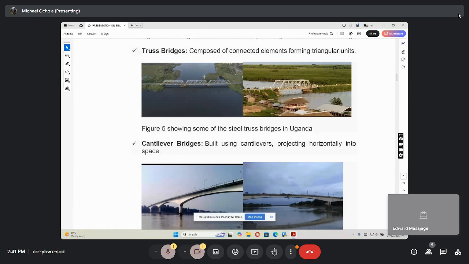Cantilever bridges, like they're telling you, are built using cantilevers projecting horizontally into space. If you look to the right here, what these guys do is these are not normal. Actually, we are going to learn about pre-stressed concrete and reinforced concrete. So you can look at it and say, how did they do it? So I know Dr. will also attest to that. During our time, we learned about reinforced concrete, but we did not learn about pre-stress. You read on your own.